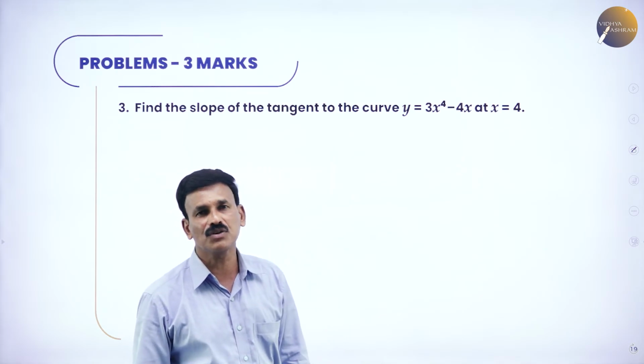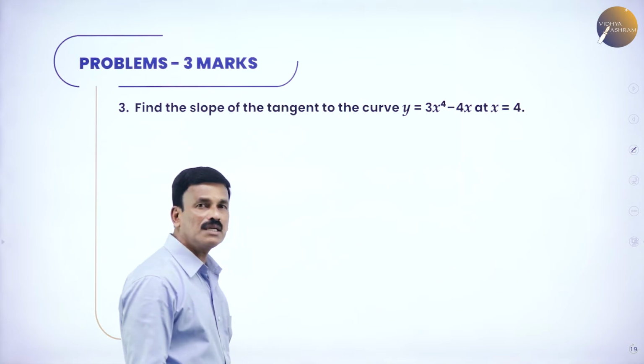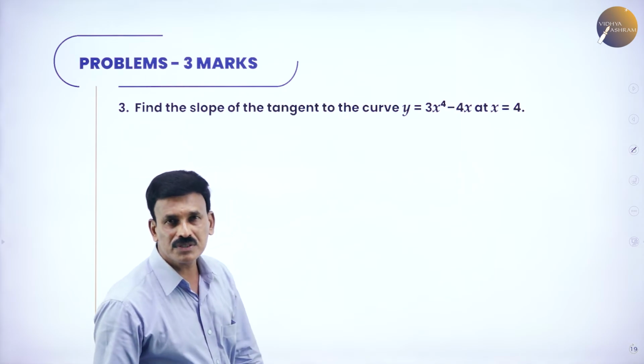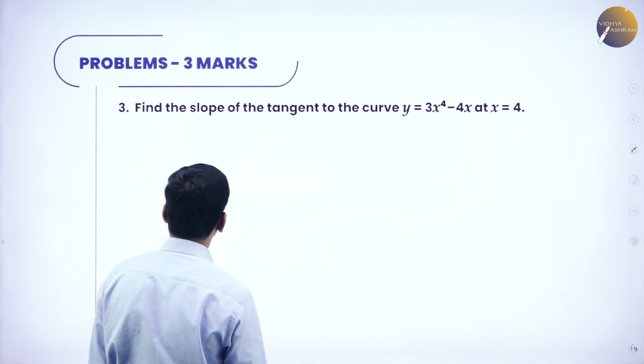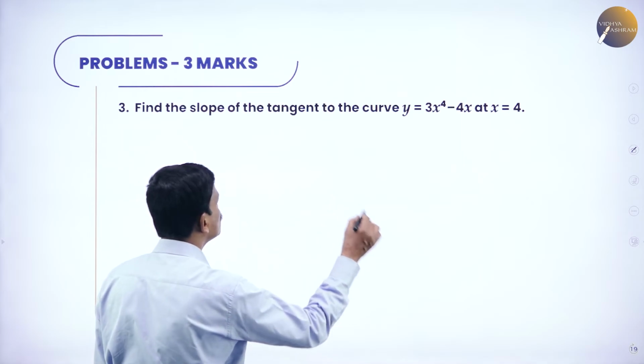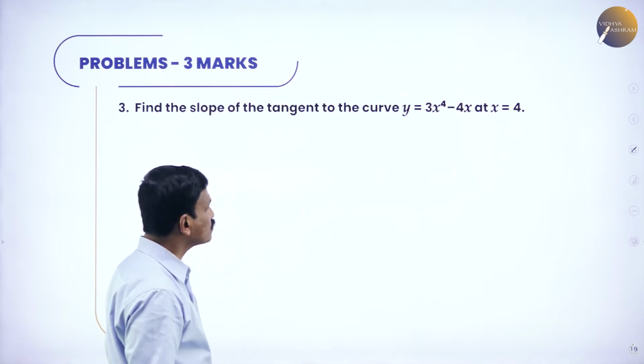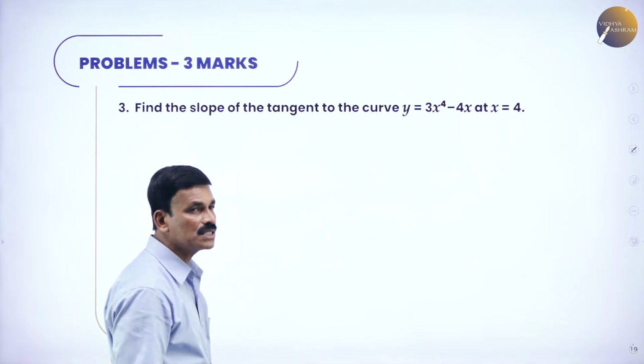So definitely you will get one question from this concept also. Let me teach one or two problems from this concept. Now, find the slope of the tangent to the curve y is equal to 3x to the power of 4 minus 4x at x is equal to 4.